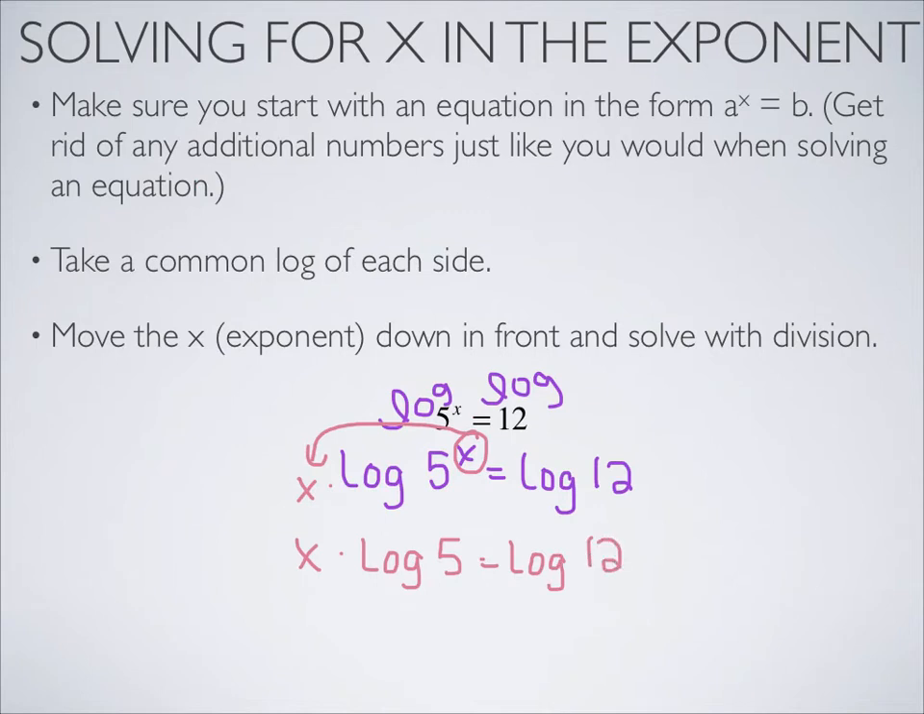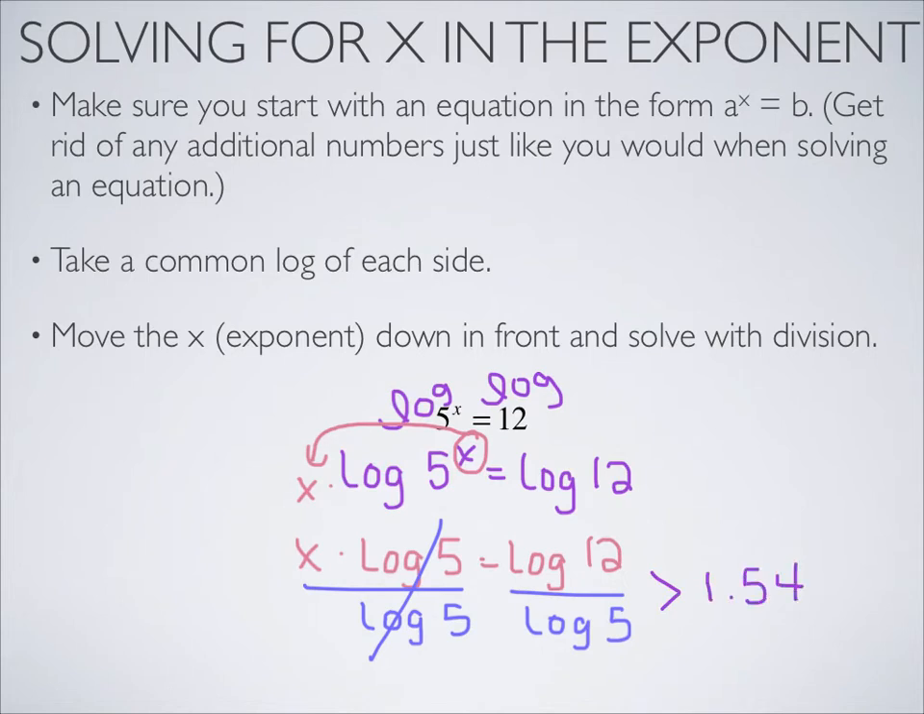And then if I'm trying to get x by itself, it's attached to this by multiplication. So to get rid of multiplication, I'm going to divide. So I'm going to divide by log 5, divide by log 5. This is gone. This piece I can put straight in my calculator, and I happen to remember from yesterday that this is equal to like 1.54. So that would be your value for x, okay? X in this one would equal 1.54.